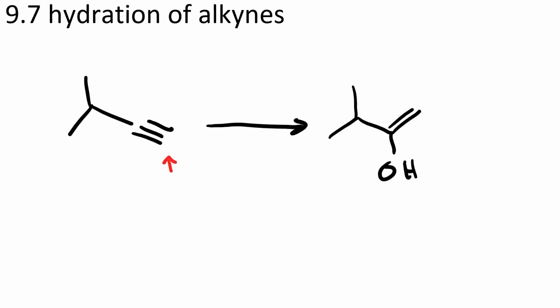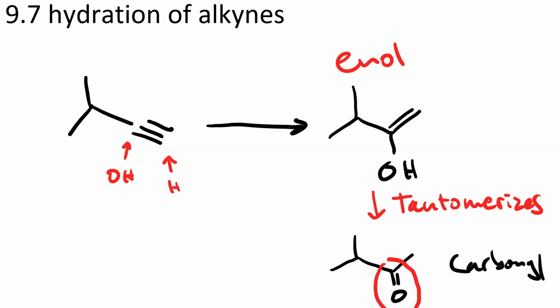You might expect hydration of alkynes to produce an enol, where we add the hydrogen here and the hydroxyl group here, and you get this thing that has a carbon-carbon double bond and a hydroxyl group. The enol is actually an intermediate, but it immediately tautomerizes to become a carbonyl.